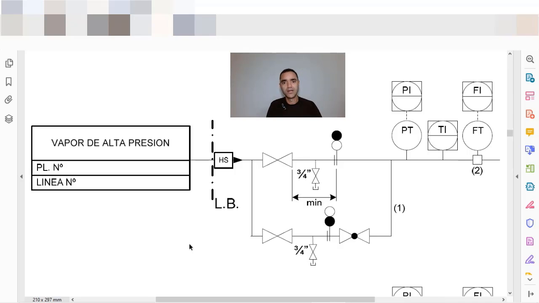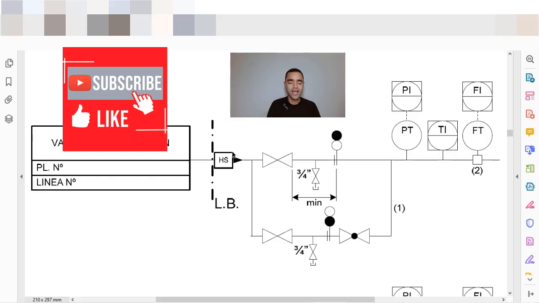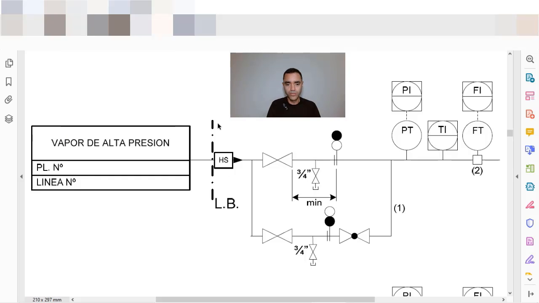Now we have another example of battery limit, but this time for high pressure steam. So we have also the dash line with dash point line. Here is to represent the battery limit and responsibility from one person to another. Here we have the responsibility of the supplier. Here we have the responsibility of the taker.